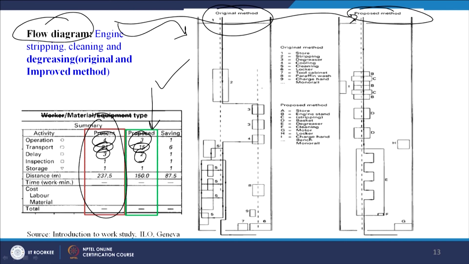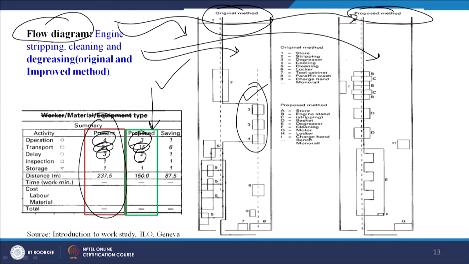And if you see, we have changed the layout, these positions 3 and 4 can be replaced. So here we can see in the proposed method, we have marked them with A, B, C, D, E, F, G, H, I, and in the current method they are marked as 1, 2, 3, 4, 5, 6, 7. So when you change, this is a broad change which has been brought in the layout, which has significantly reduced the transportation and operation.